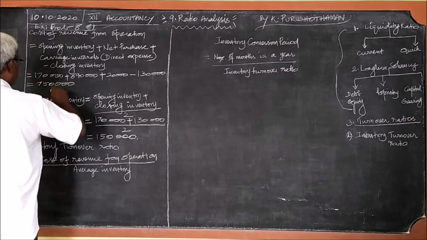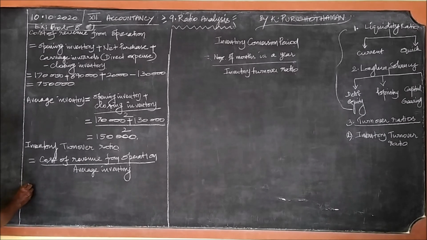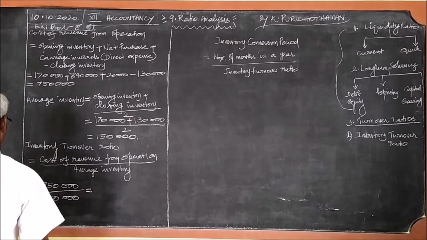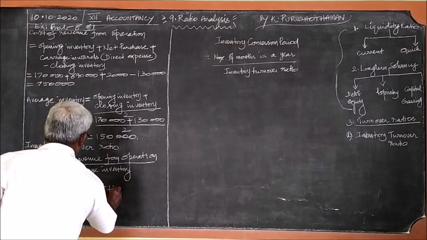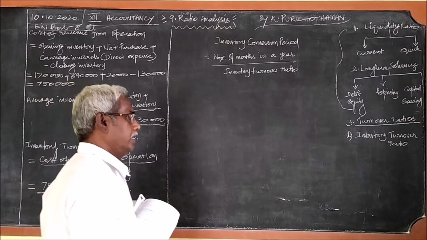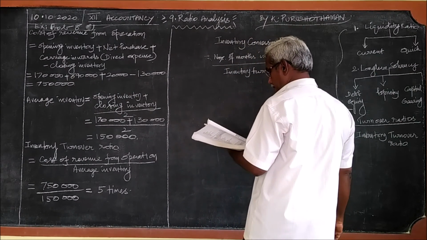Now we have got the answer for both numerator and denominator. Write it. Numerator value 7,50,000 divided by denominator value 1,50,000. If you simplify, all the 4 zeros are cancelled, 5 15s are 75, therefore 5 times. I said turnover ratios should be written in terms of times. You do the actual division and do it.